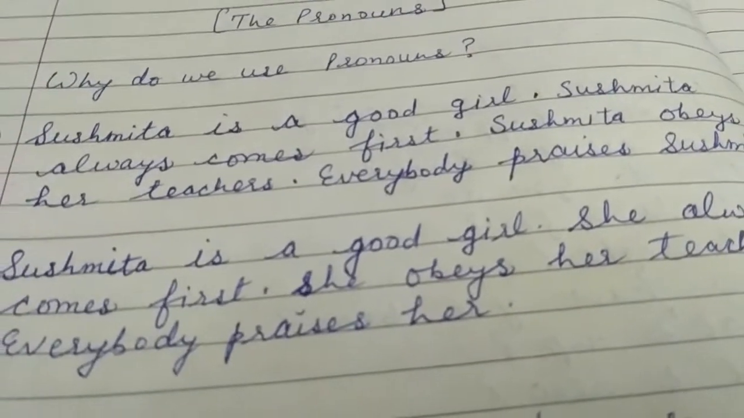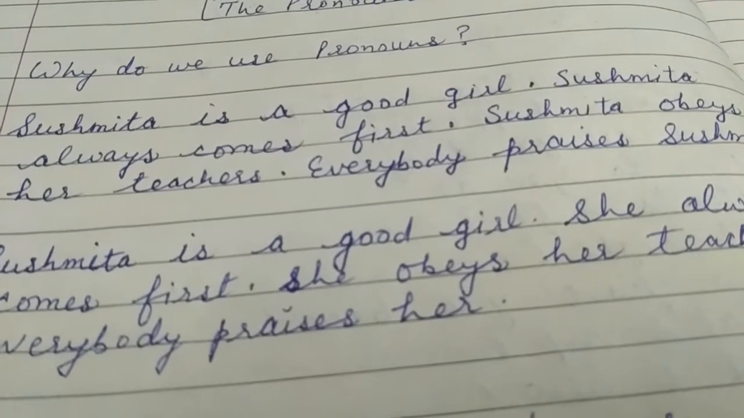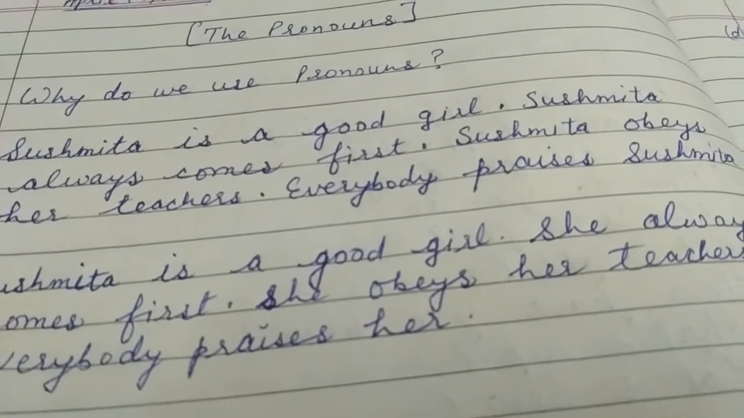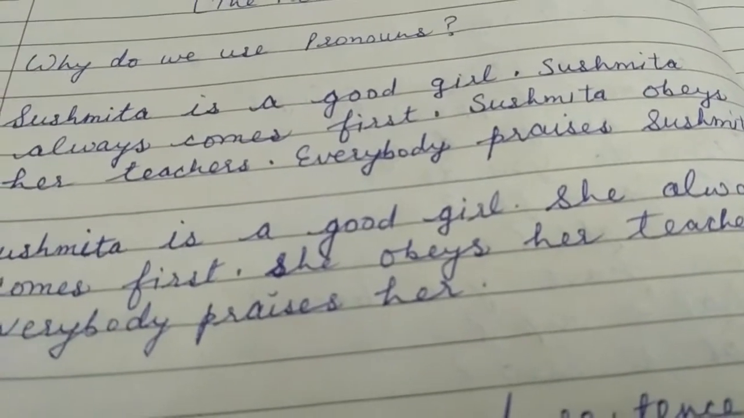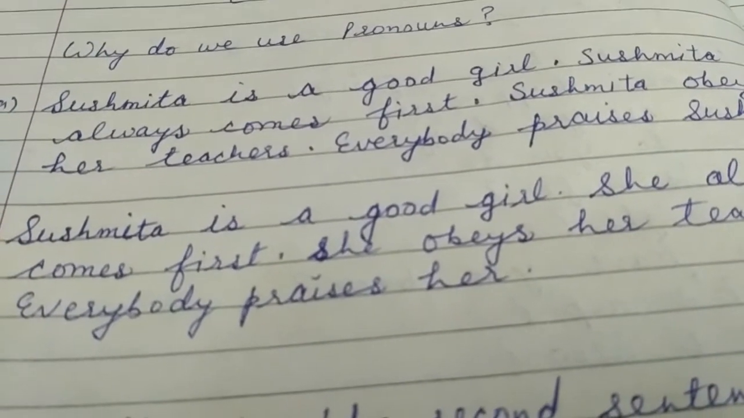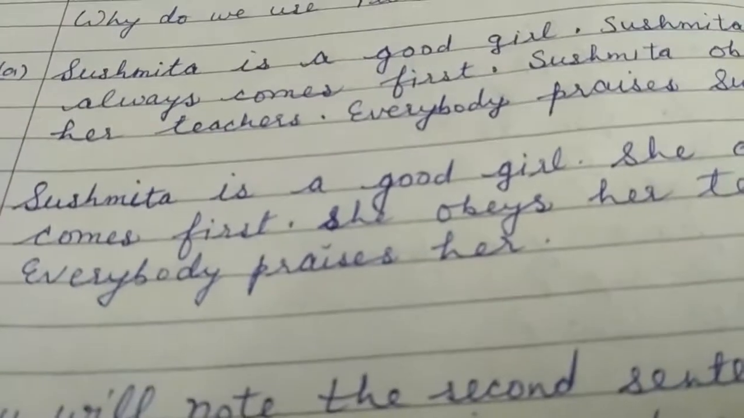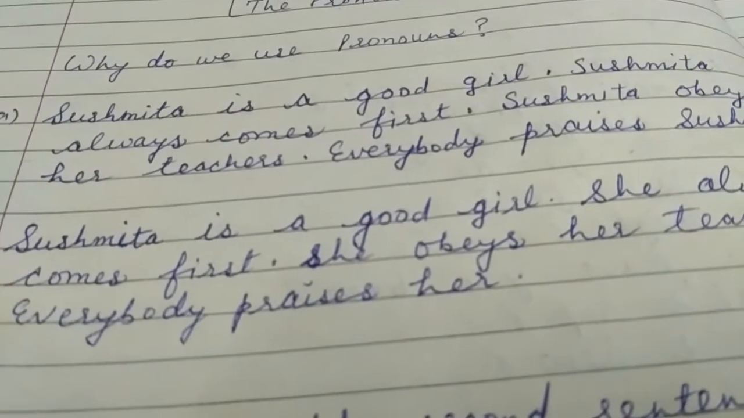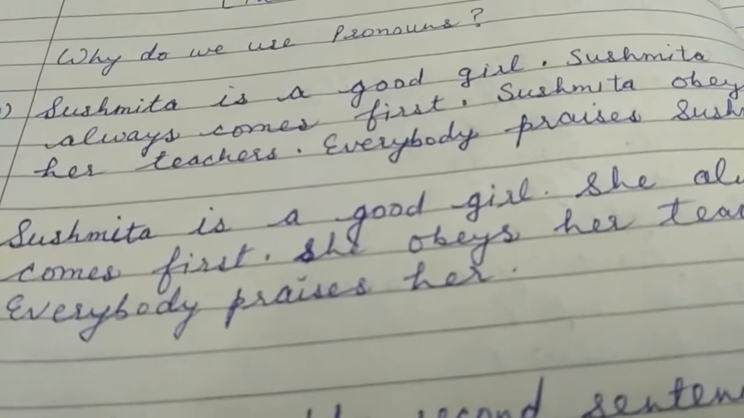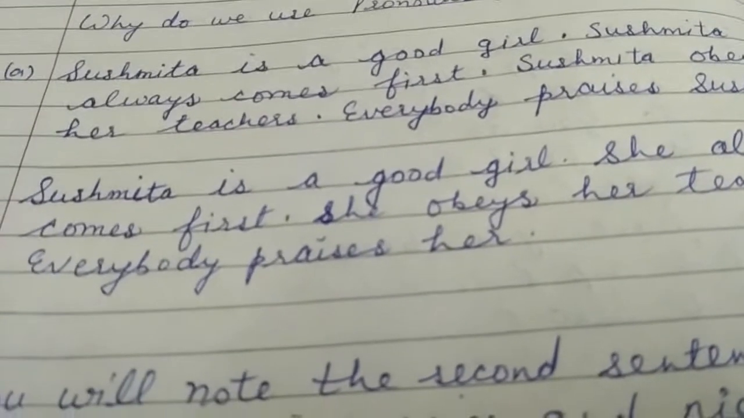Let's move to the example. Shushmita is a good girl. Shushmita always comes first. Shushmita obeys her teachers. Everybody praises Shushmita. You might have noticed that I was repeating the subject Shushmita again and again, and you might have felt that it was making something awkward in the sentence to repeat the same name again and again. So, in grammar, just to get rid of such awkwardness, we have pronouns.